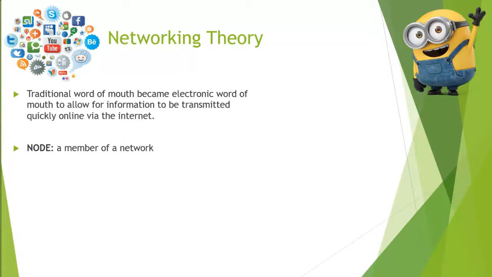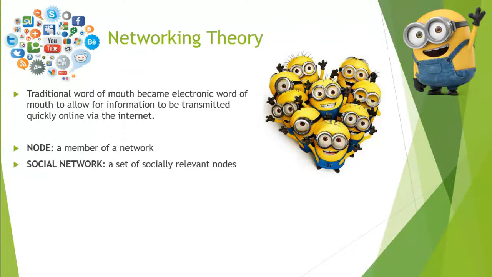So in networking theory, a node is a member of a network. So it's one person who's using the network at a point in time. When we talk about a social network, that's a set of socially relevant nodes. So it's a group of people who get together who are connected by a relationship.